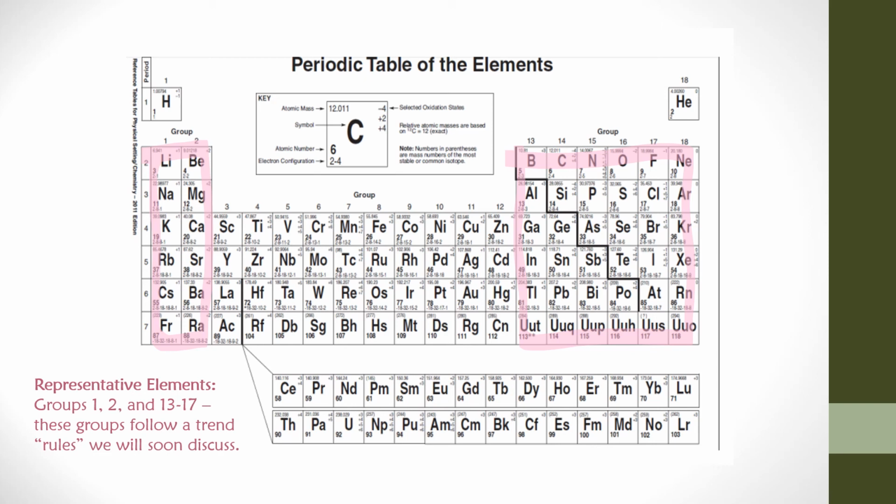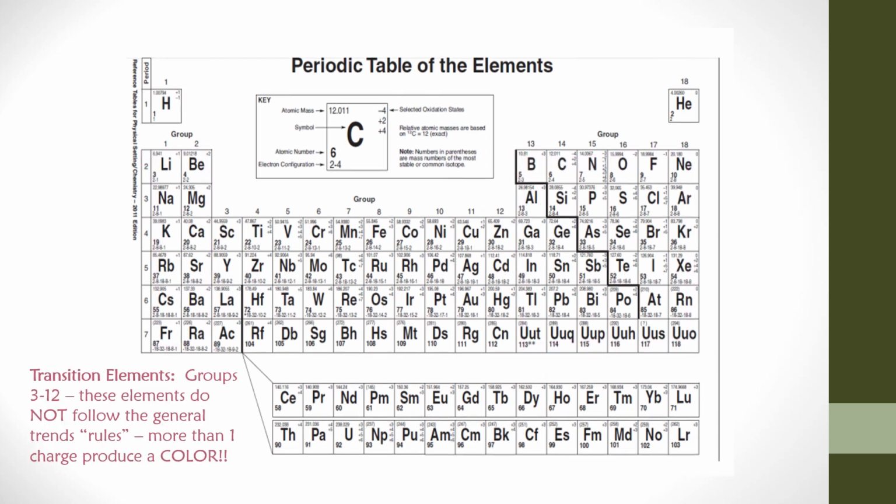The reason we call them representative elements is because they do follow some of the rules or trends that we will be talking about in the next topic. That's why we call them representative, because they do follow all of those rules. But then we've also got these transition metals that we have in the middle right there, and these elements do not quite follow those trends or rules. So whenever we talk about those trends, we are most likely just talking about our representative elements only.